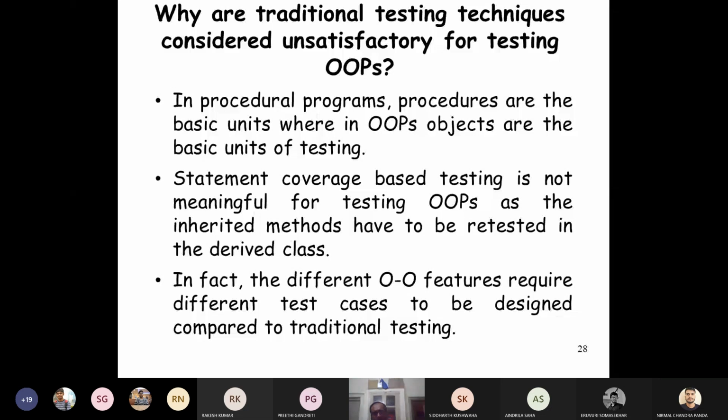If I have designed a test case to cover that print statement, shall I say that my coverage is 100%? No. Why? Because C has also inherited several features, several methods from A and B. They need to be retested. So if I use statement coverage and write a test case just to test that print statement, the coverage is not 100%. So statement coverage becomes meaningless in testing object-oriented programs due to the presence of inheritance.